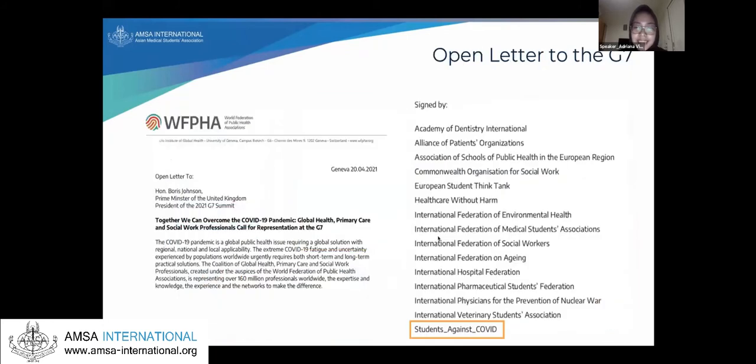And lastly, we do the open letter. We sent an open letter to the G7 recently in collaboration with several of these organizations. So this is why partnership is important, because with partnership, you can also engage with policymakers, especially because we are still students. Engaging with policymakers is maybe harder than if we were already professionals.